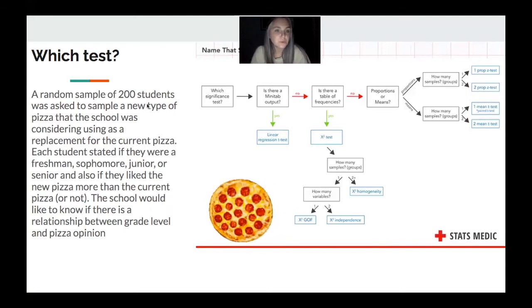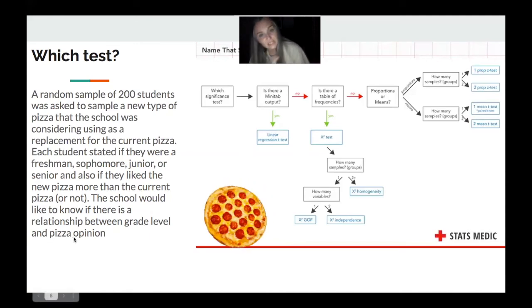A random sample of 200 students was asked to sample a new type of pizza that the school was considering using as a replacement for the current pizza. Each student stated if they were a freshman, sophomore, junior, or senior, and also if they liked the new pizza more than the current pizza or not. The school would like to know, is there a relationship between grade level and pizza option? Is there a relationship? So pause the video, see if you can get an answer.